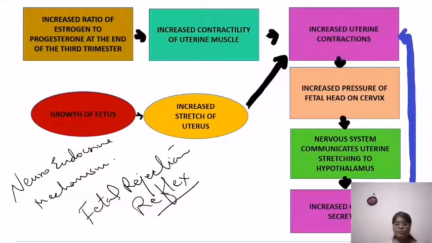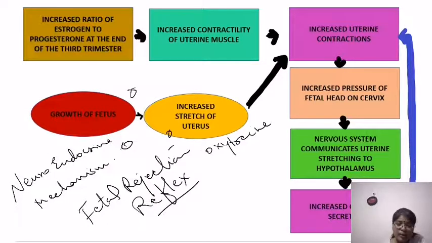So when this fetus is growing and putting pressure on the uterus, it gives a neuronal signal to your brain, to the hypothalamus. Here you find increased pressure of the fetal head on the cervix region, and the nervous system communicates uterine stretching to the hypothalamus. Then the hypothalamus will give the message to your posterior pituitary, and the posterior pituitary will release a huge amount of oxytocin.